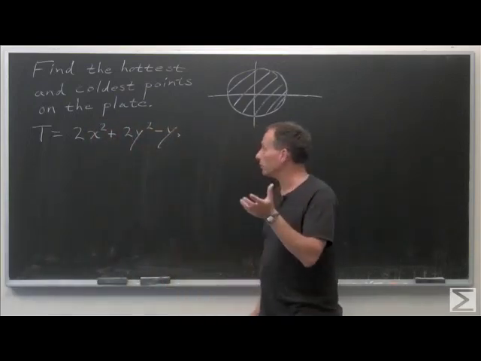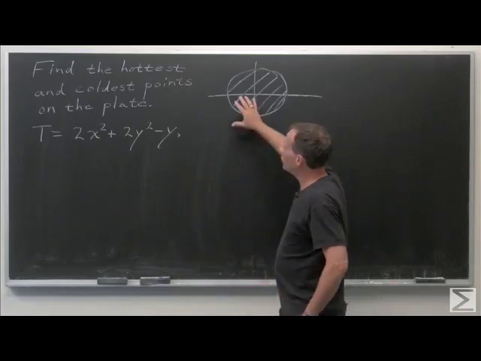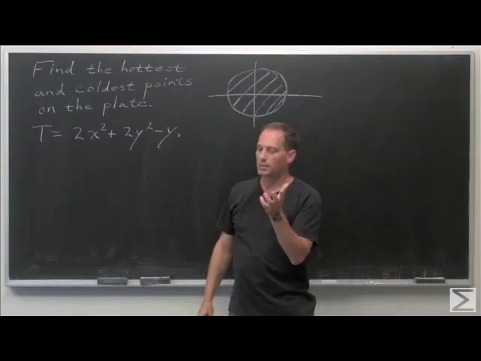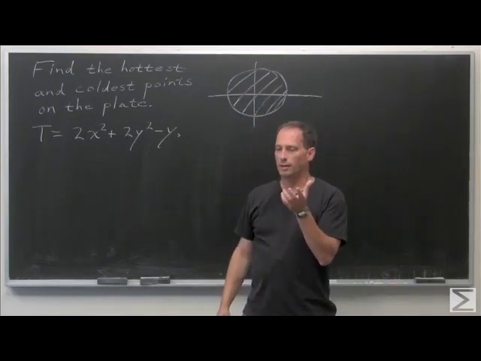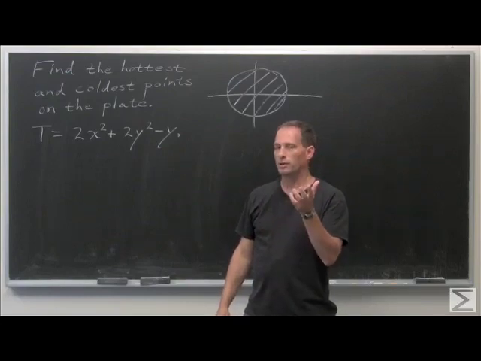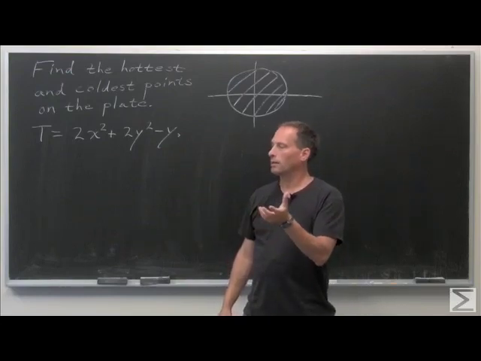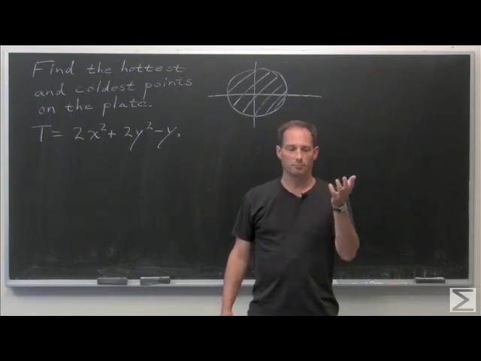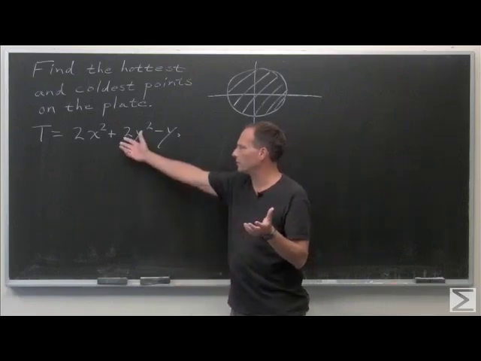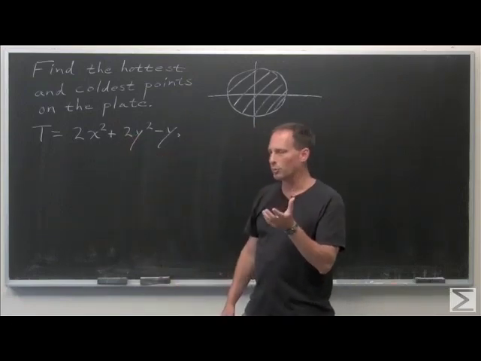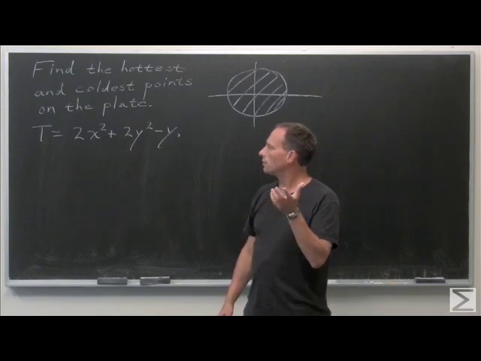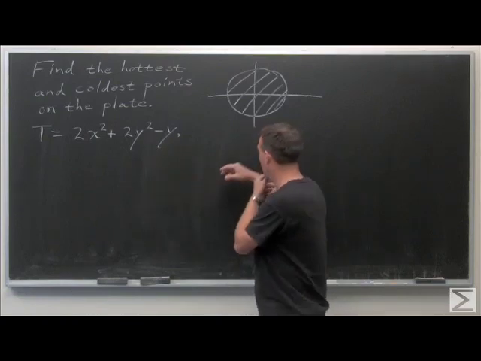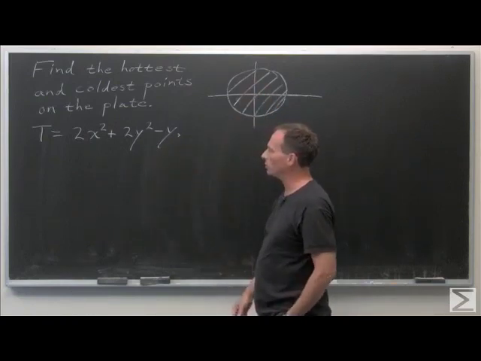And so what do you do? Well, you look at the interior of the set, so ignore the boundary. At interior points, a local maximum or minimum can occur only at a critical point. So that's where either the total derivative doesn't exist, but this function is differentiable everywhere, or where the gradient vector is zero. So we'll take the gradient vector of this and set it equal to zero and find the interior critical points. What about the boundary?